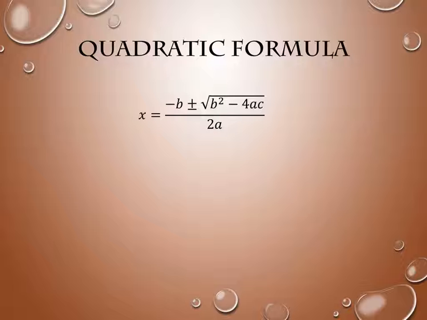And if the value underneath there's negative, I still have the plus or minus in front, and so I have 2 solutions, but then I have i's because I have a negative underneath the radical. So that's why that's happening.